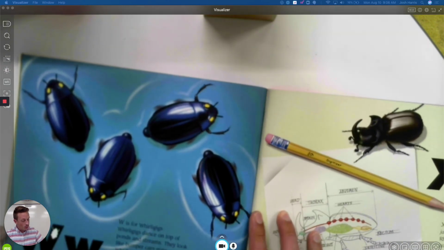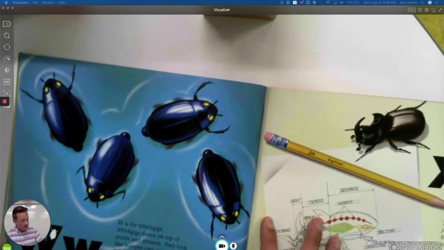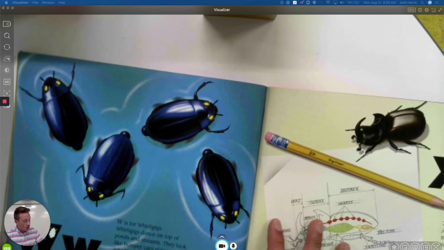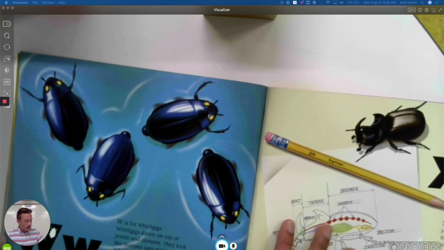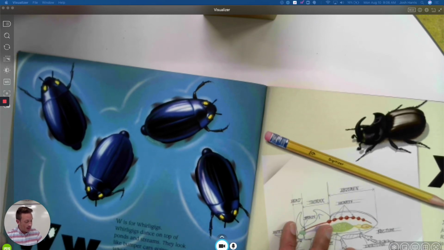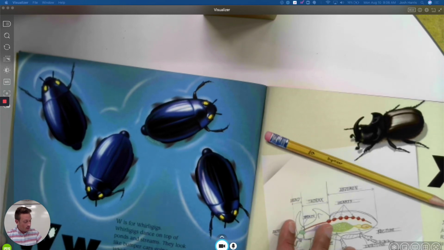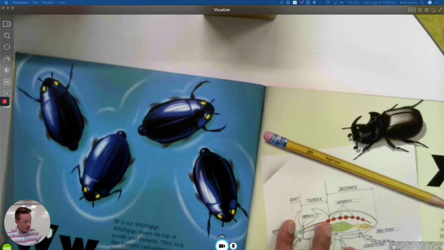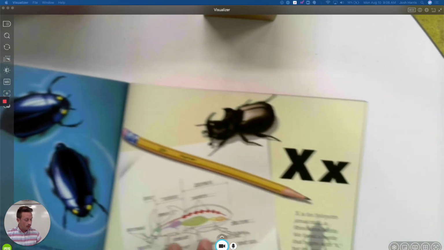W is for whirligigs. Whirligigs dance on top of ponds and streams. They look like bumper cars going every which way. Whirligigs can see above and below the water at the same time. Remember, beetles can fly. If they're ever tired of one pond, they just fly over to another.